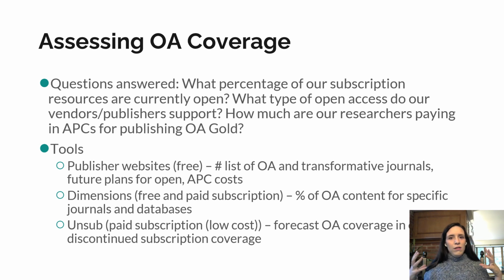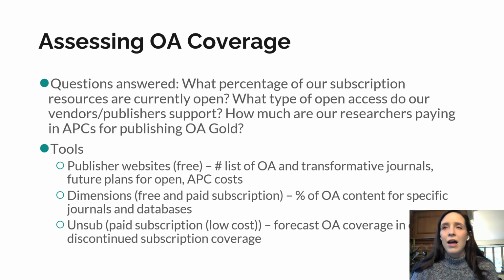So on this slide and the following slides, I do have a few tools that could potentially help us answer some of those questions. Some of these are free. Some have a paid subscription or low cost, but if your libraries have these, great. There are different ways that we can utilize tools to help answer these questions. So depending on how transparent these publishers are, we can get a list of OA and transformative journals, future plans for open access, and APC costs.